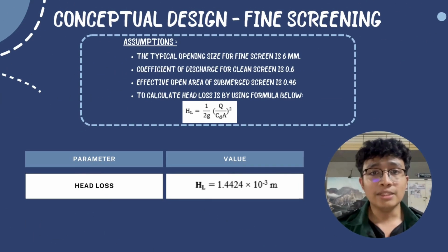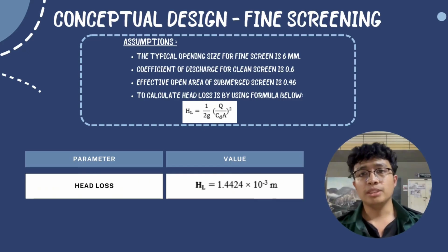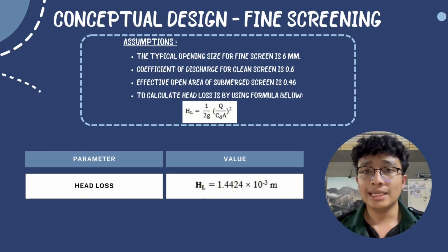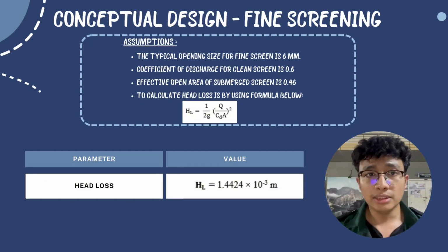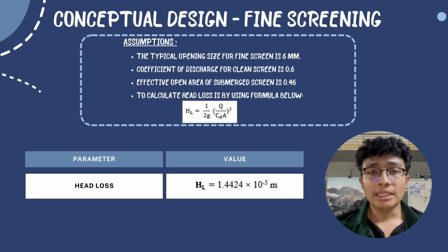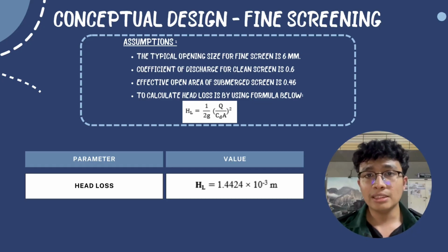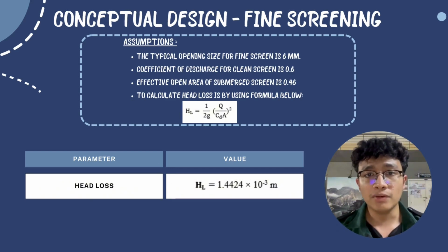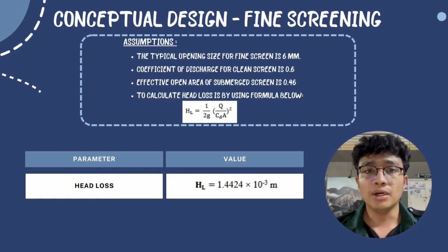Okay, fine screening is the first unit operation in wastewater treatment. To design an efficient fine screen, one important parameter to consider is head loss, which represents the energy loss as water flows through the screen. The head loss through a fine screen is calculated using a specific formula where HL is head loss through the screen, G is acceleration due to gravity 9.81, CD is coefficient of discharge, A is effective open area of submerged screen, and Q is wastewater flow rate.